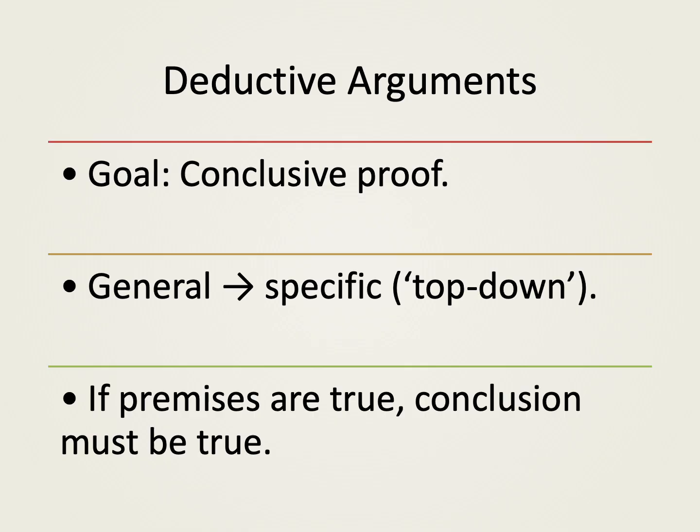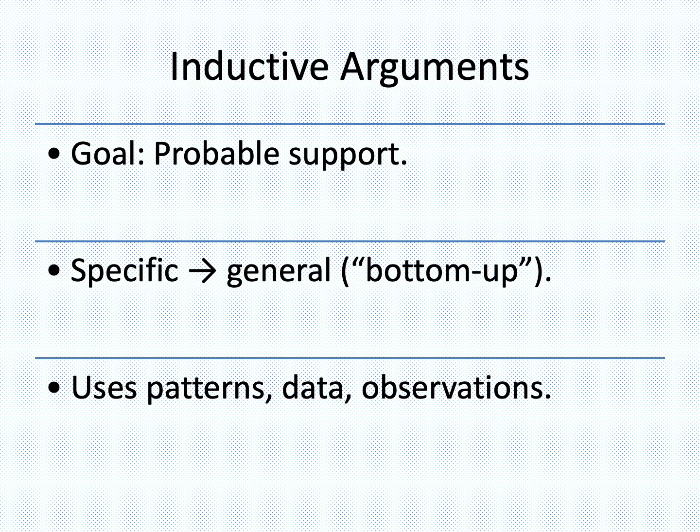Deductive arguments aim for conclusive proof. They usually move from general principles to specific conclusions, what we call a top-down approach. If the premises are true, the conclusion must be true. Inductive arguments, on the other hand, aim for probability. They start from specific observations and work towards general conclusions in a bottom-up approach. Even strong inductive evidence can only make a conclusion likely, not guaranteed. Let's look at each in more detail.